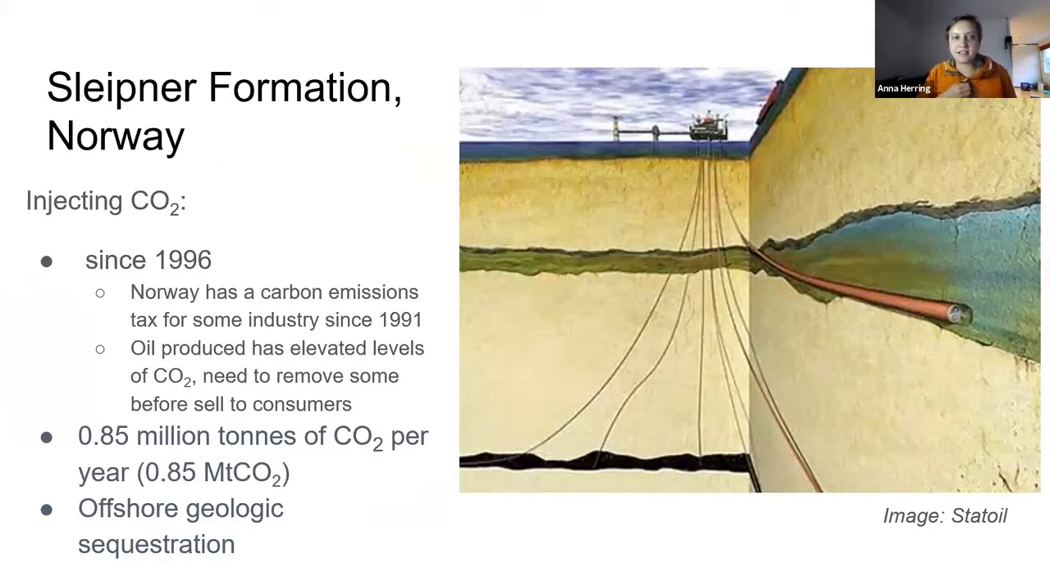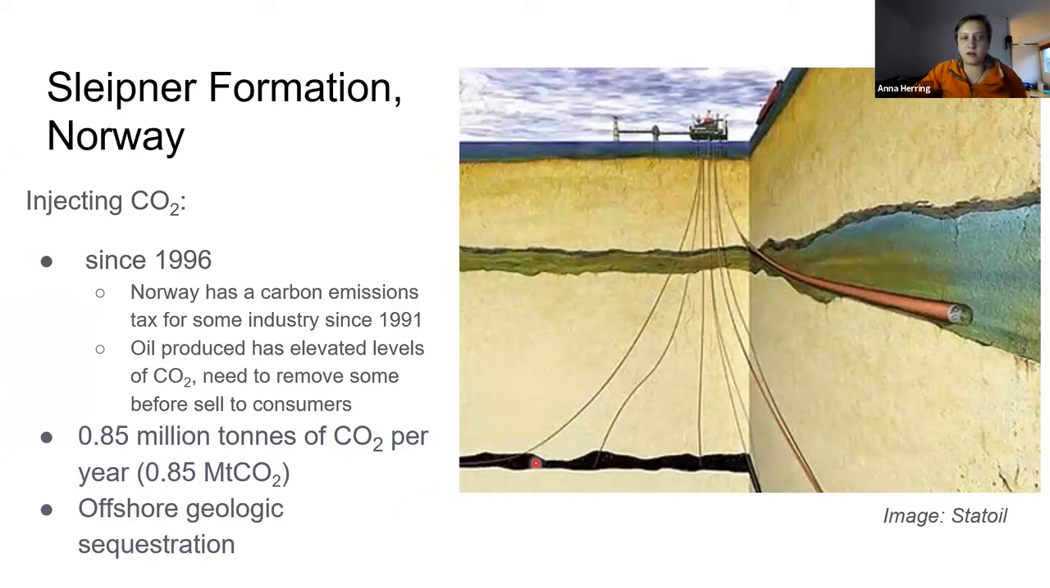Okay, so as a case study, I wanted to introduce you all to the Sleipner project, which is in Norway. They've been injecting CO2 into this formation since 1996. That's because Norway has had a carbon emissions tax since the early 90s. And they had an oil field out here. The oil that they produced had elevated levels of CO2, and they needed to remove some of the CO2 before they could sell the oil to consumers.